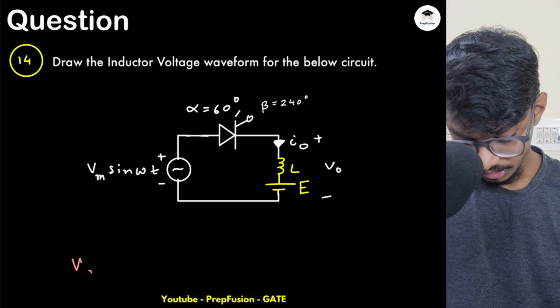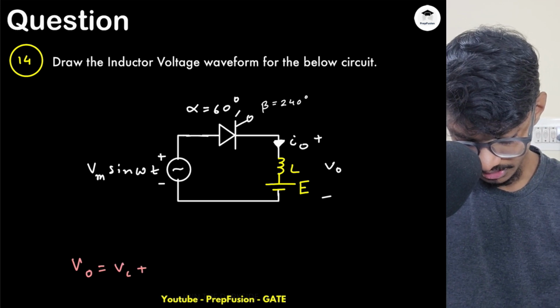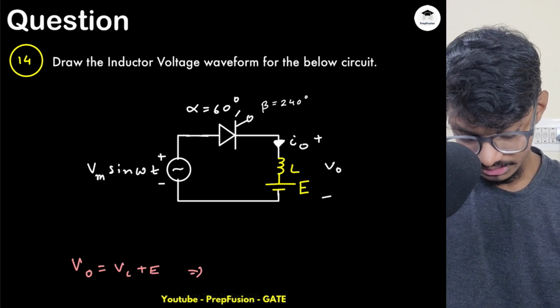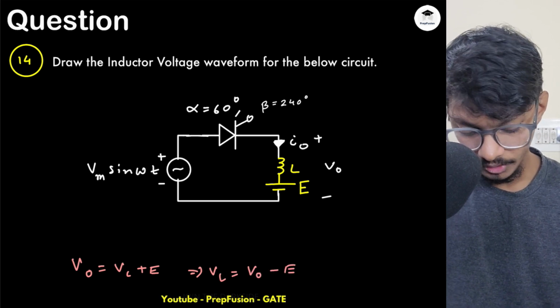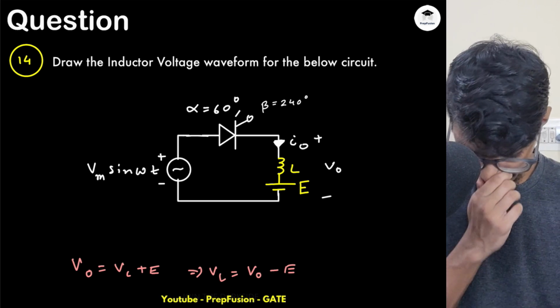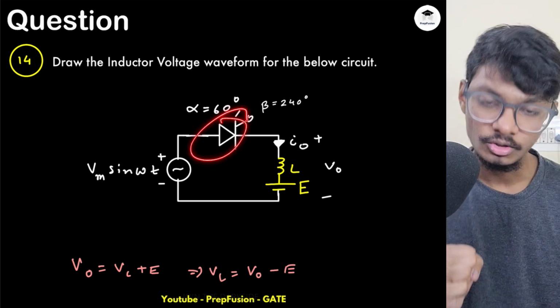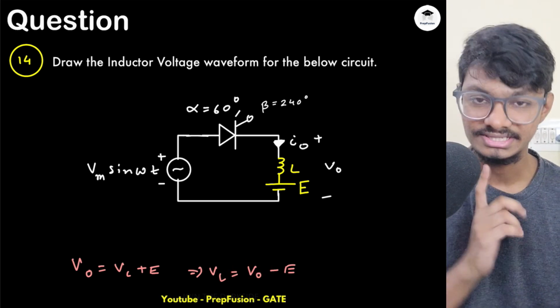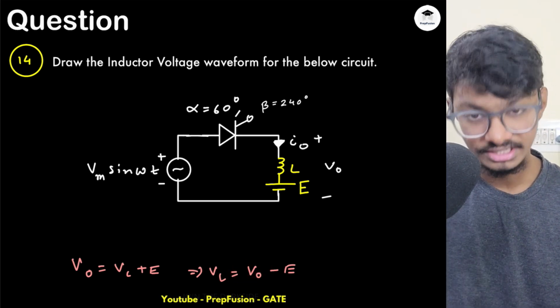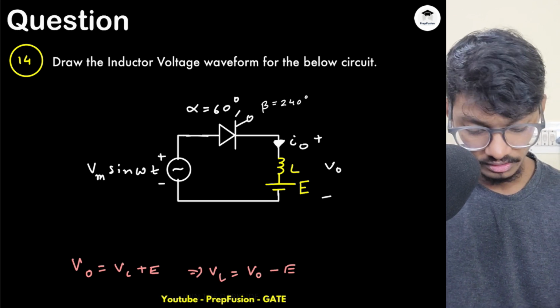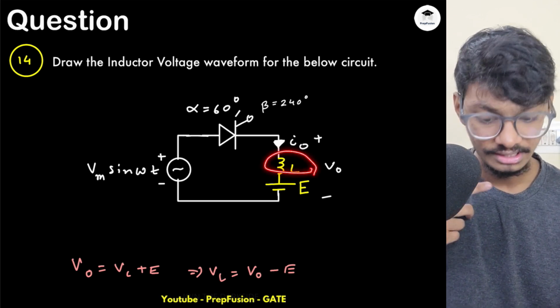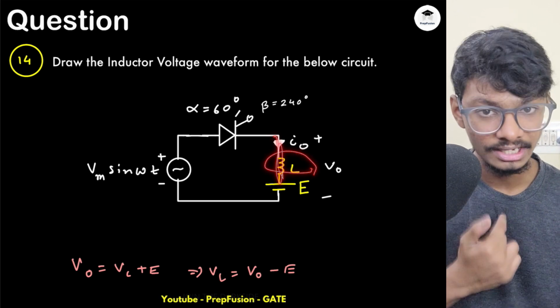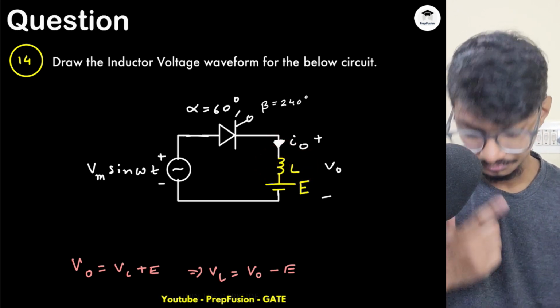VO is VL plus E, and my VL is VO minus E. So what do I know? Whenever this SCR is turned on, my VO will be simply VS. And whenever this SCR is off, that means it has settled. Current through it is constant, that is 0, so dIL by dt will be 0. So VL will be 0.